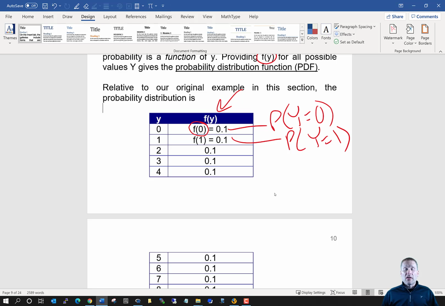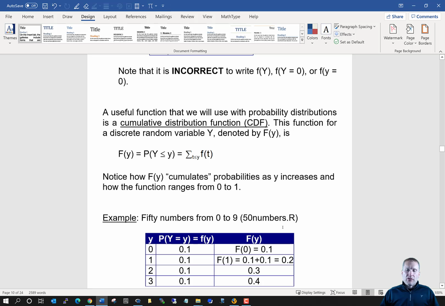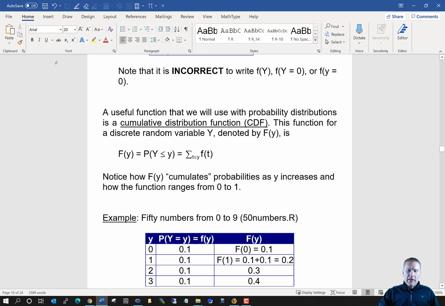And there are some advantages to using this f of y notation in a more mathematical setting. Now, just to make sure you understand this, an incorrect way to use the f of y notation is to use a capital Y inside the f. We use the lowercase y as a placeholder for a particular value that a random variable can take on. We would also not say f of y is equal to 0 or f of y is equal to 1, similar to what we did with our probability statements. That's typically not how this notation is used.